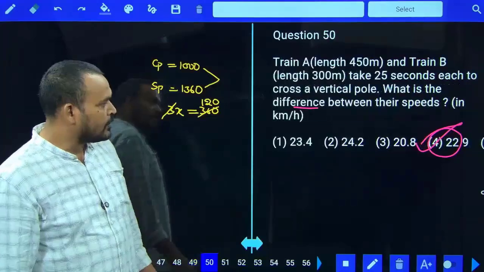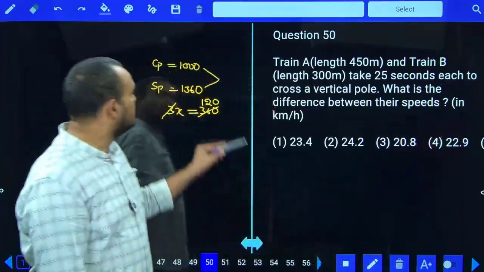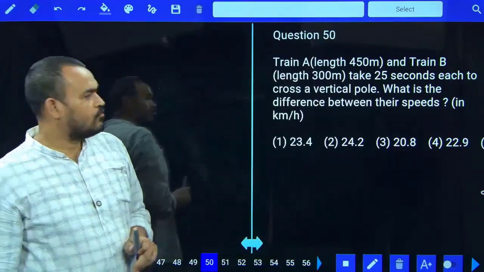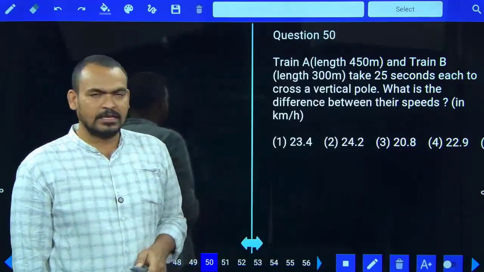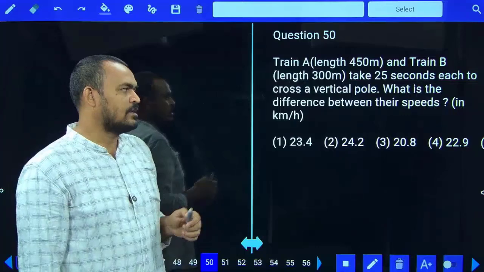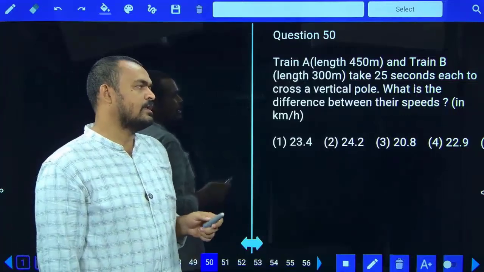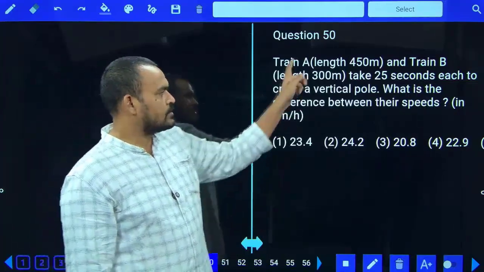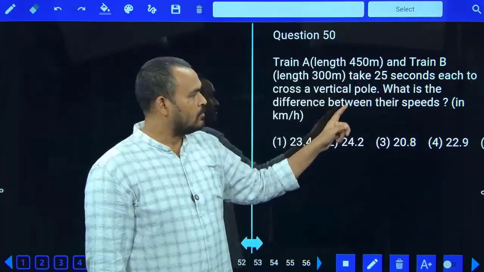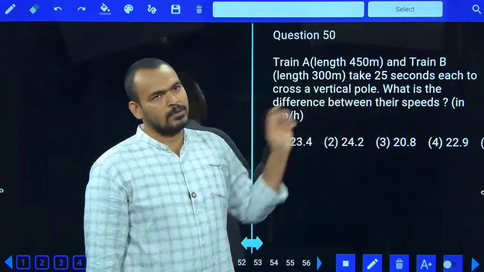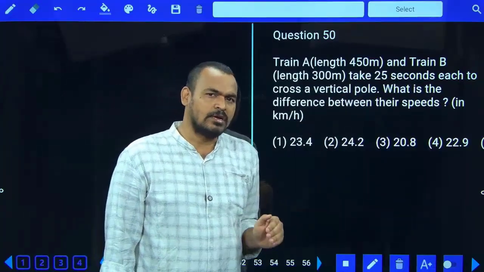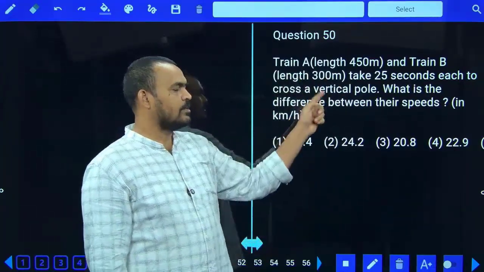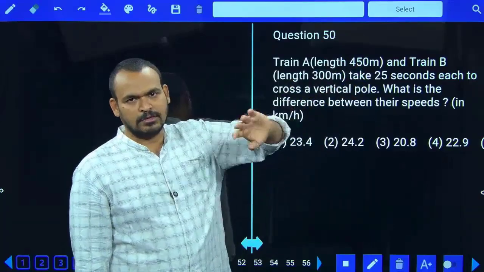Next, question number 50. Train A of length 450 meters and train B of length 300 meters each take 25 seconds to cross a vertical pole. What is the difference between their speeds? Okay. The first train passes which one? A vertical pole. The second train also passes a vertical pole. When a train passes a vertical pole, the total distance is only the train length.